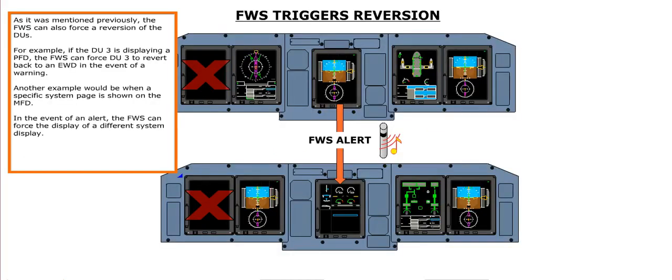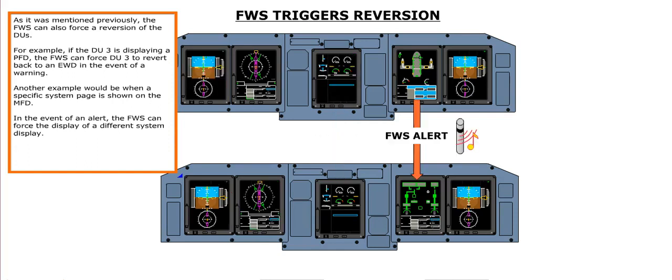As it was mentioned previously, the FWS can also force a reversion of the DUs. For example, if the DU3 is displaying a PFD, the FWS can force DU3 to revert back to an EWD, in the event of a warning. Another example would be when a specific system page is shown on the MFD. In the event of an alert, the FWS can force the display of a different system display.